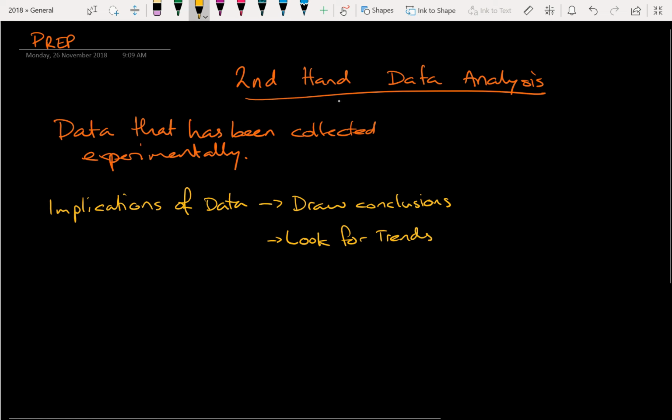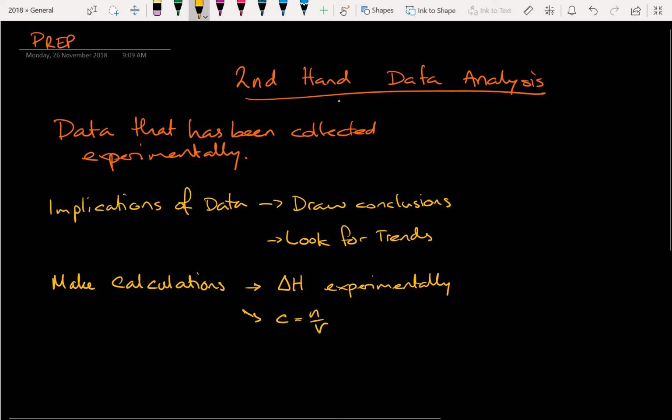You could also be expected to make calculations. So if we want to make calculations, we might have to, as chemists, calculate enthalpy. But remember, we'd be calculating it experimentally. You could also have to calculate concentrations, maybe how many moles there are of something just by mass.